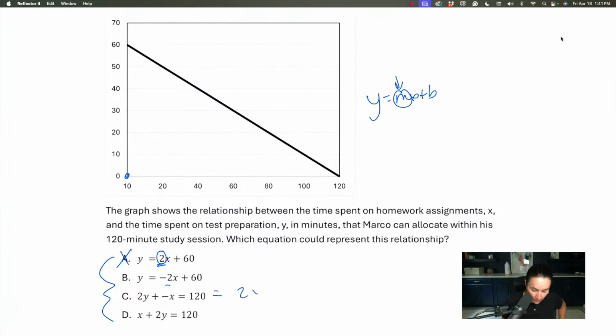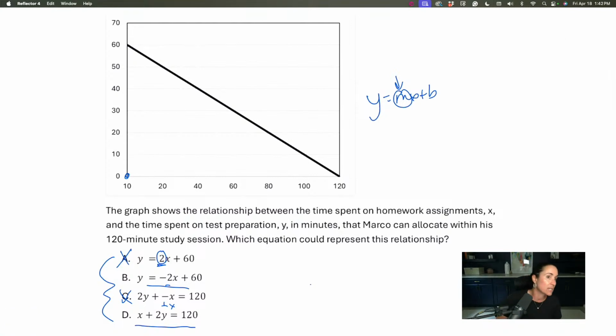If I'm going to move this, I'm going to add x to both sides to get the y alone. Positive x plus 120, divide by 2, divide by 2. This becomes y equals 1 over 2x plus 60. We still have a positive slope here. C is out. So all I'm doing is thinking about B and D. Now, you can go in and do this by hand and convert all of these into slope-intercept form. B is already in slope-intercept form.